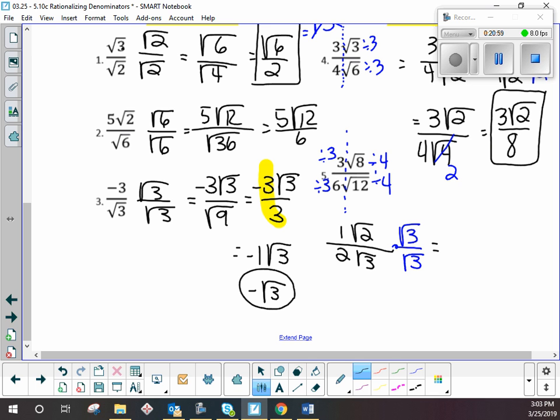So that gives me radical 6 on top over 2 radical 9. Why 9? Because of the 3 times 3. What's the square root of 9? 3. And what am I going to do with this 2 and this 3? Multiply. Is there anything else that I can simplify here? No.